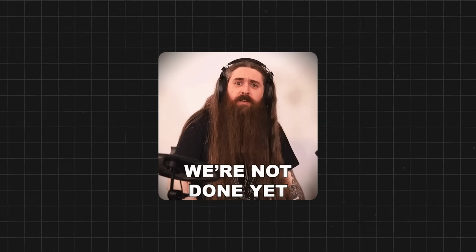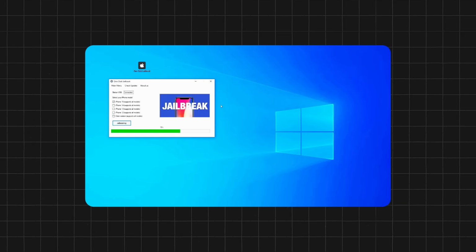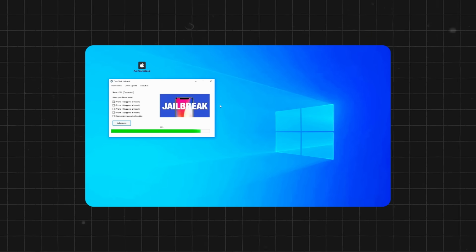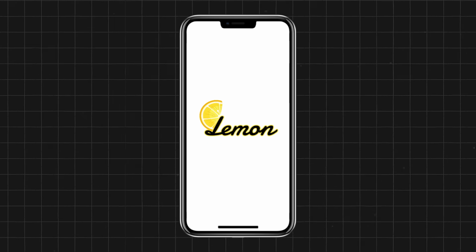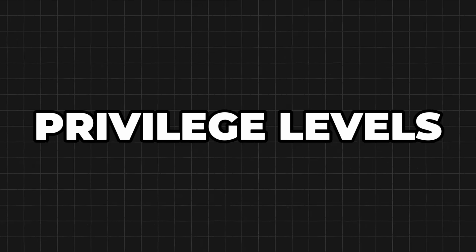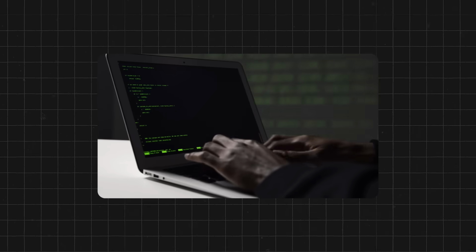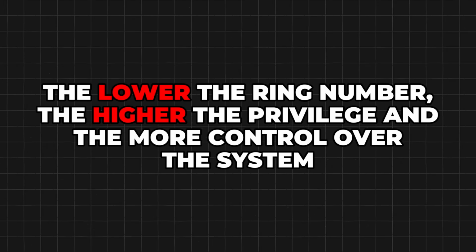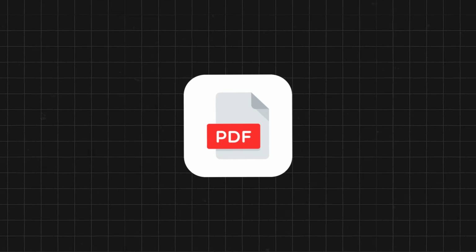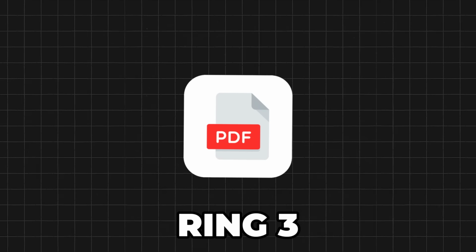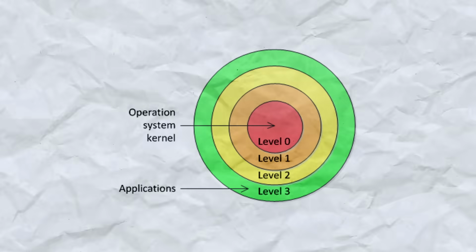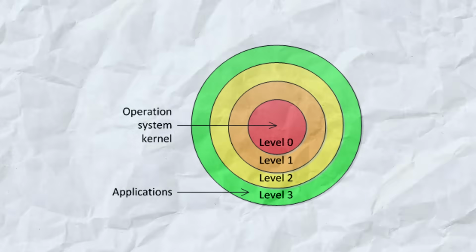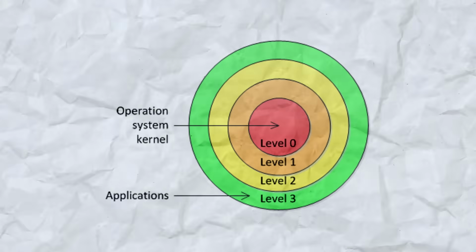We're not done yet. That first exploit only gets us part way, and what we need now is deeper system access. Operating systems like Lemon OS are built with privilege levels, or rings, that separate what different types of code are allowed to do. The lower the ring number, the higher the privilege and the more control over the system. User apps like our PDF viewer run in Ring 3, the lowest level. They're isolated from the important parts of the system, so if they misbehave, they can't do serious damage.